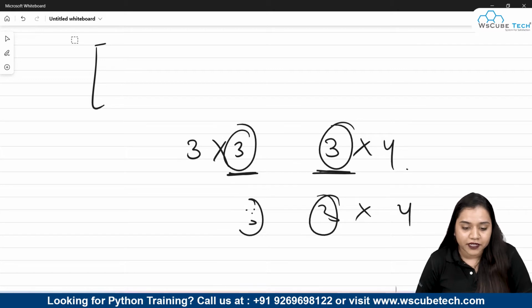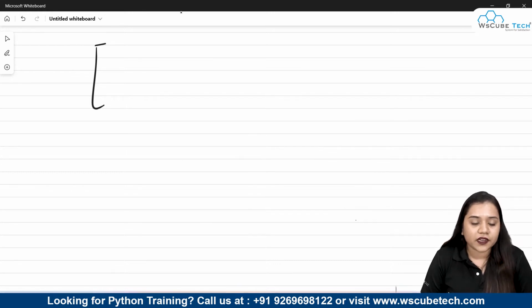Otherwise, the matrix multiplication would not happen. So this is one rule that you need to remember. Now what do we need to do? We need to write a matrix over here. So I'll be writing a matrix of 3 by 3 first of all: 1, 2, 3, 4, 3, 2, 6, 1, 3.